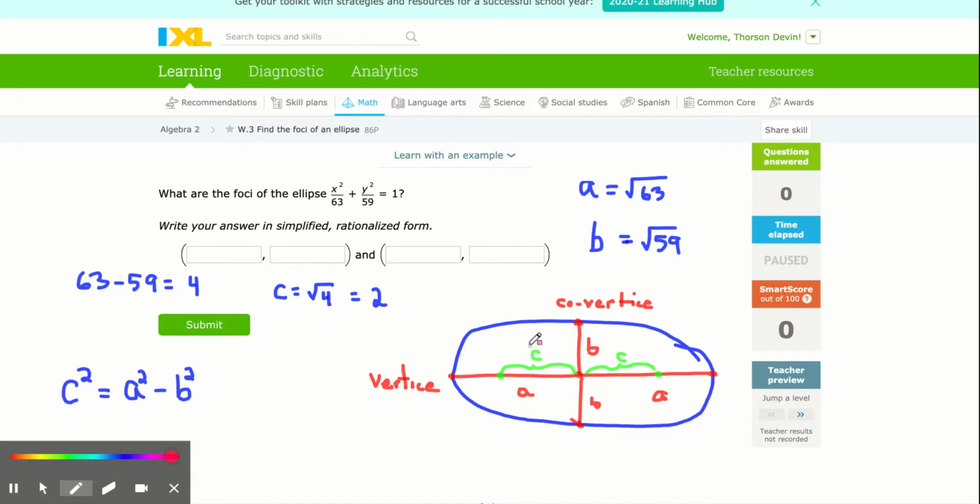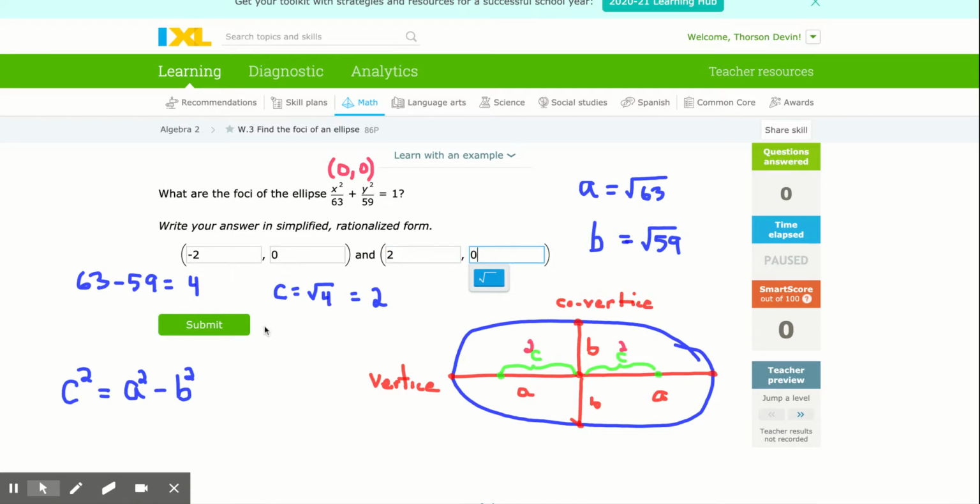And then I just need to move out that 2 length from the center to find the foci. Luckily, the center again is 0, 0. There's no horizontal or vertical shift. So all I need to do is add 2 or subtract 2 from the x value. So my one foci would be -2, 0, because there's no vertical shift. It's just out this way 2 units. And +2, 0 finds our foci.